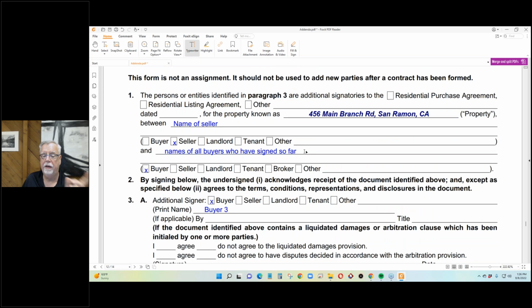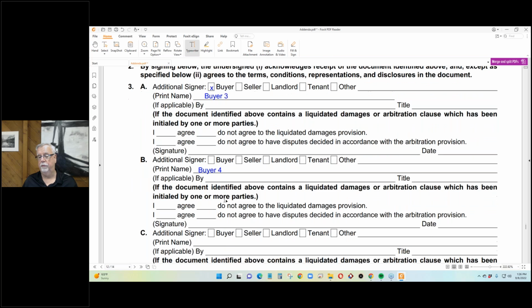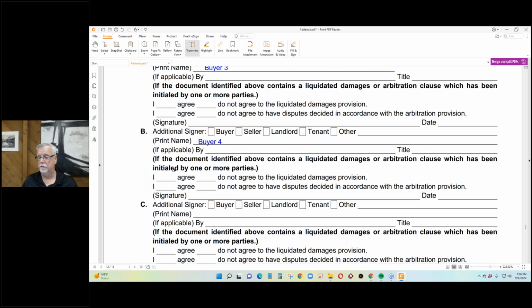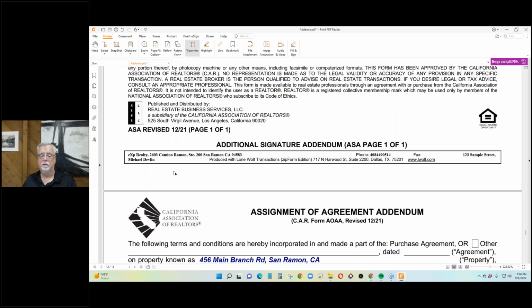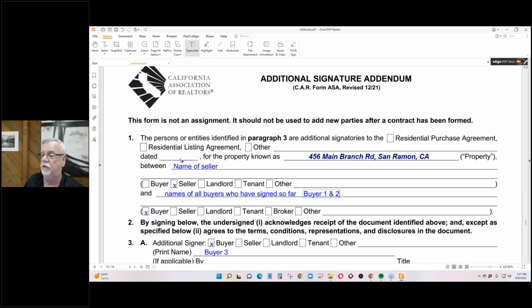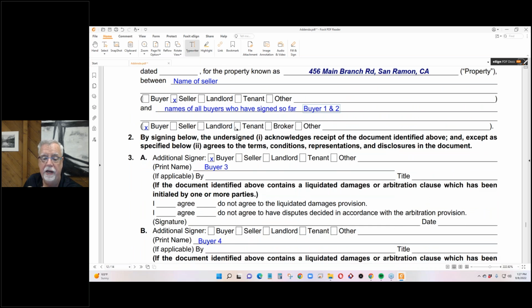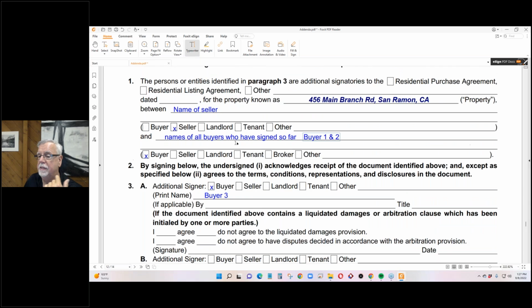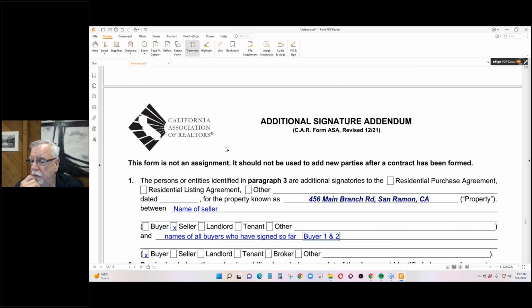So this would be buyer 1, buyer 2. Maybe I should just do this. Buyer 1 and 2, buyer 3, buyer 4. Everybody initials, everybody signs. Now, this might not seem like such a complicated thing after all, really, right? Because you check the box, put in those names, sign, easy peasy.